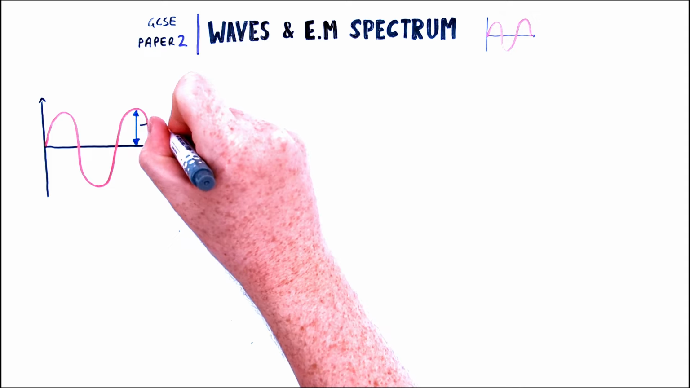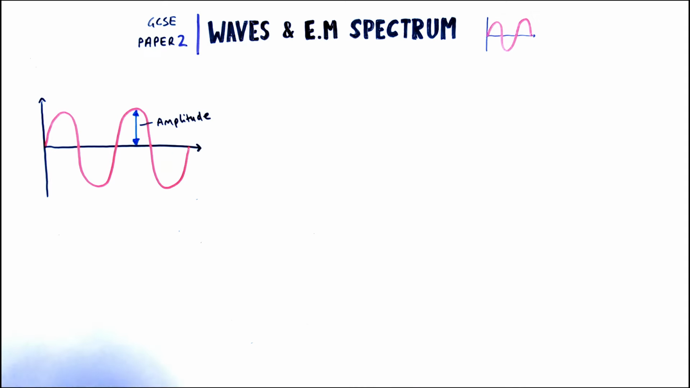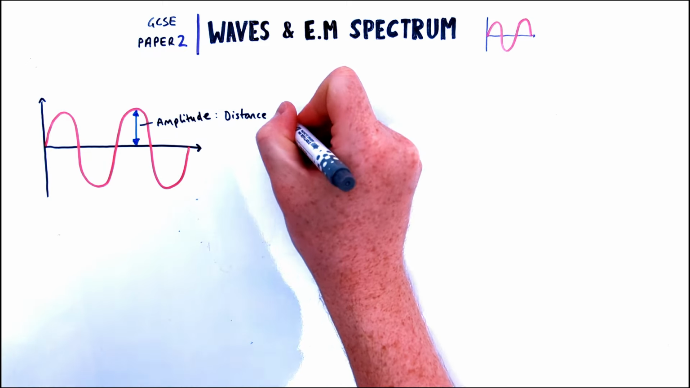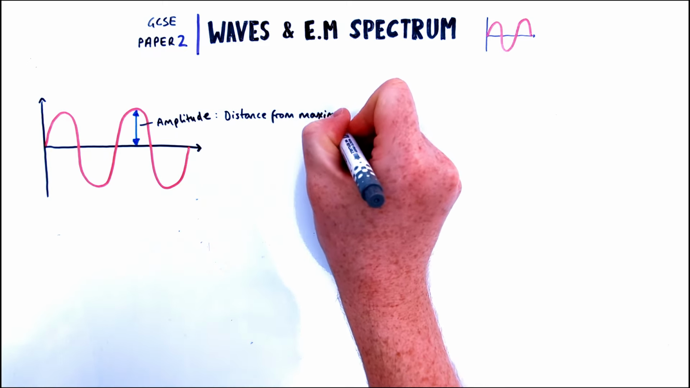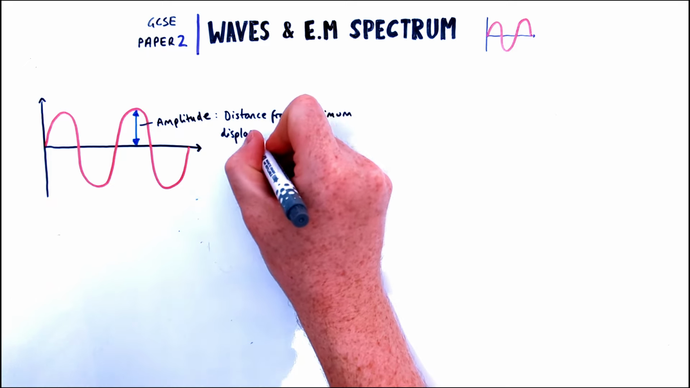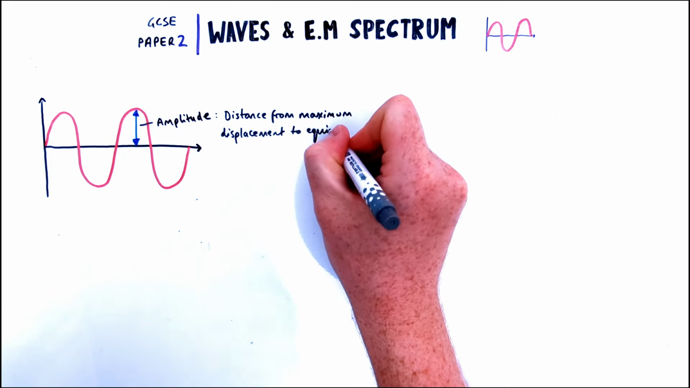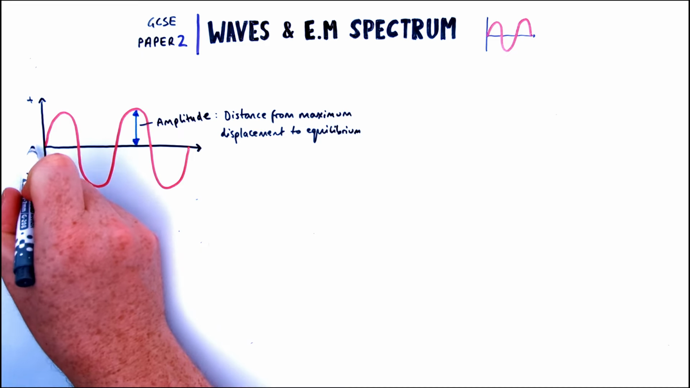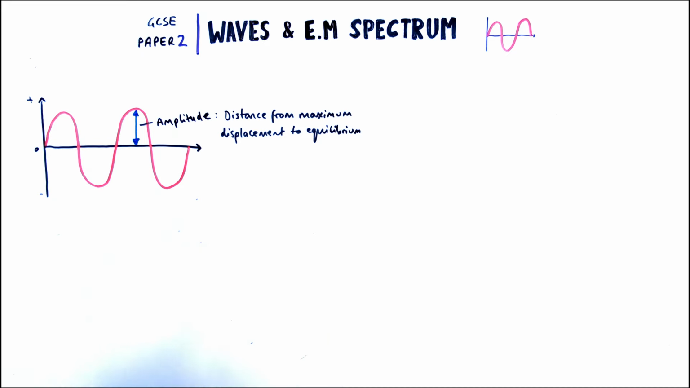So waves look a bit like this, as we see on the left, and we can label a couple of key parts about them. So the first thing to label is the amplitude. That's the top of the wave, the peak, to the middle or the equilibrium point. We would define it as the distance from a maximum displacement to equilibrium. Maximum displacement means just as high as the wave can go.